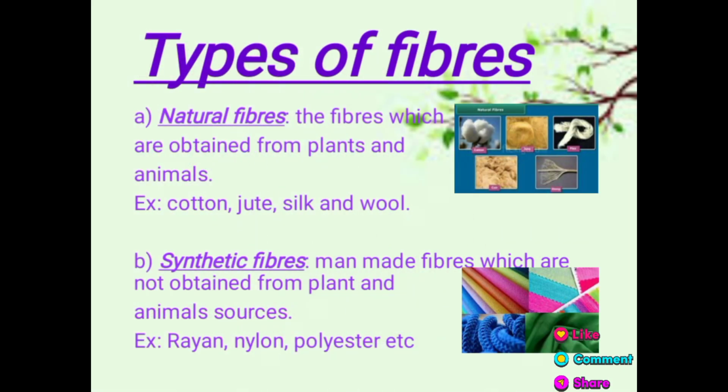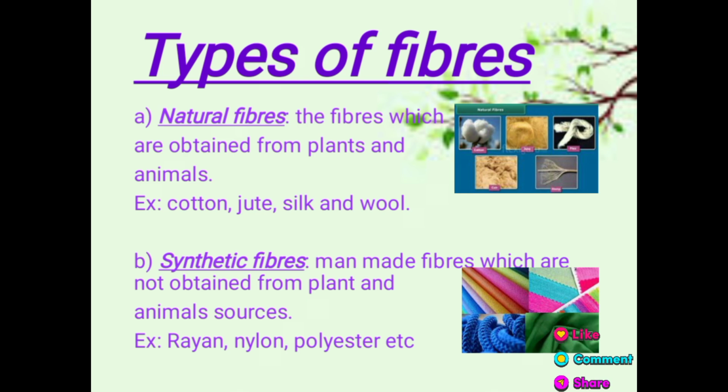Types of fibers. There are two types of fibers. First one is natural fibers. The fibers which are obtained from plants and animals. We get these fibers from animals or plants only. For example, cotton, jute, silk, and wool. Cotton and jute we obtain from plants. Silk and wool are obtained from animals.